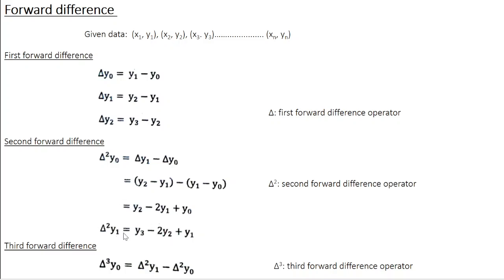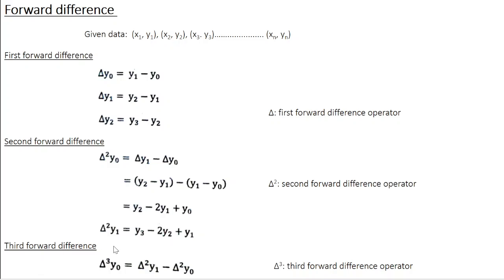Similarly, you can find the next term, delta square y1. This is going to be delta y2 minus delta y1. Once again, you expand this, you get y3 minus 2y2 plus y1. Same way you can find all other second forward differences.